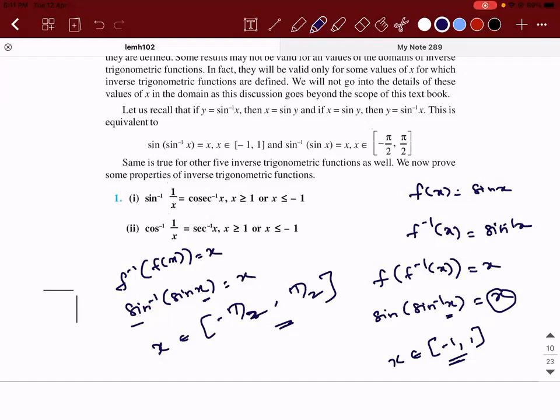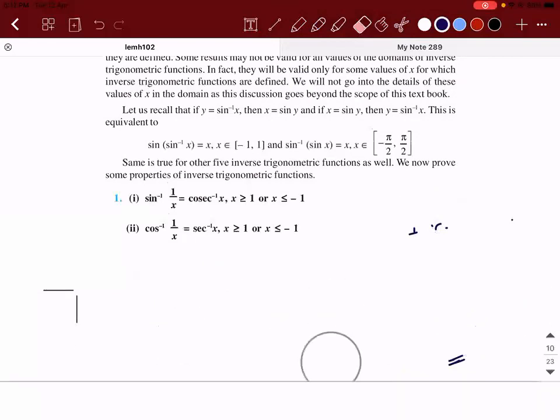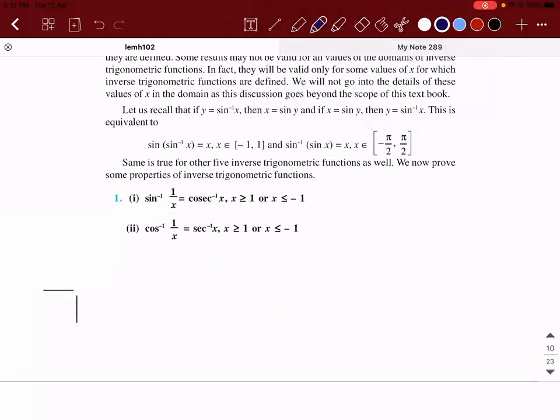Okay. Shall we get started? Now we'll get into the first property. See, these are all very, very simple properties. In the first set of properties, you have a question like sine inverse of 1 by x. How will you write it in terms of cosecant inverse?